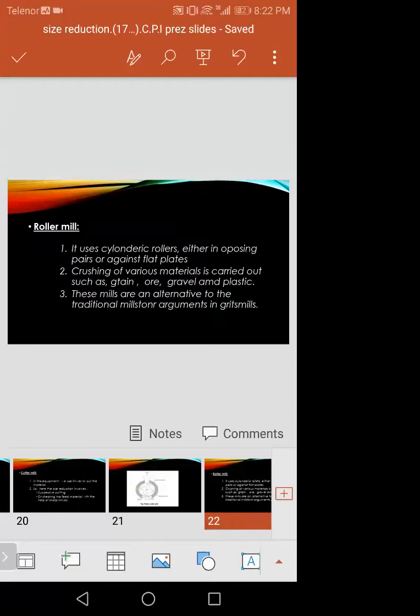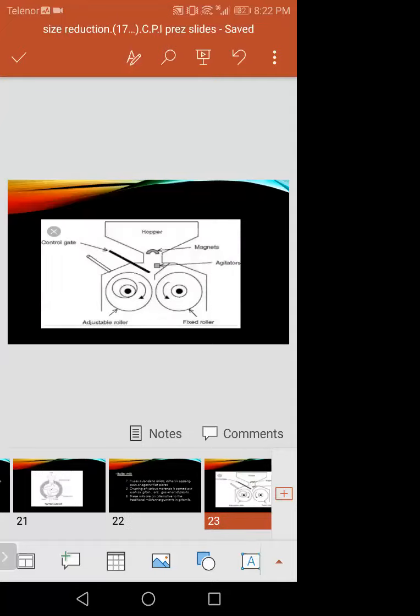Then there is the roller mill, which uses cylindrical rollers, either in opposing pairs or against flat plates. So crushing of various materials can be carried out, for example grain, gravel, and plastic. These mills are also an alternative to the traditional millstones in the grits mill. This is the diagram of the roller mill. We can see that there are 2 rollers on opposing sides of each other. When the feed is put in here, it can be converted into a smaller size with the help of these rollers.